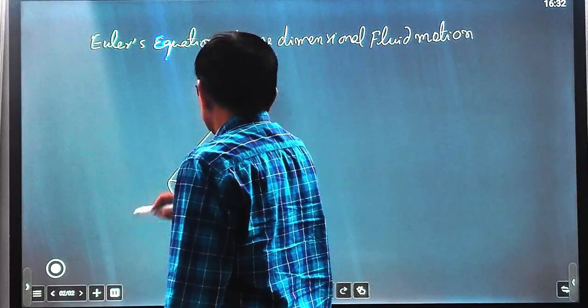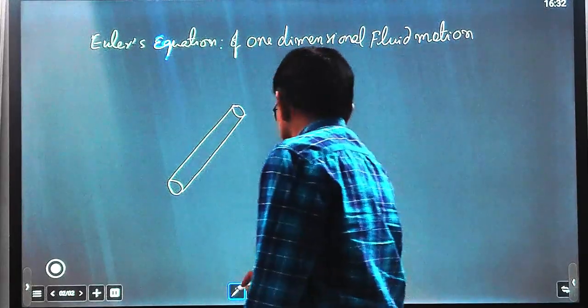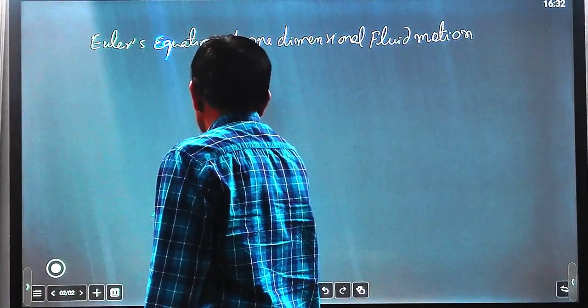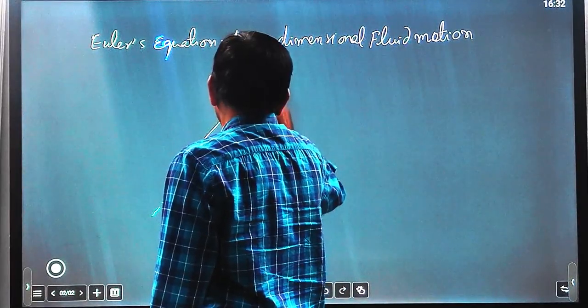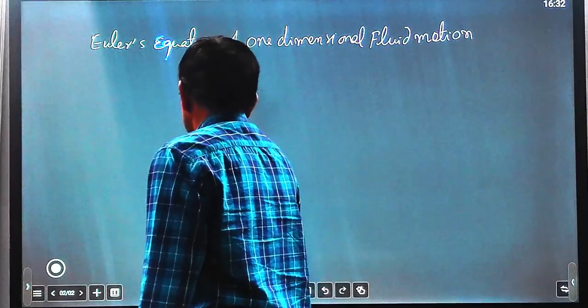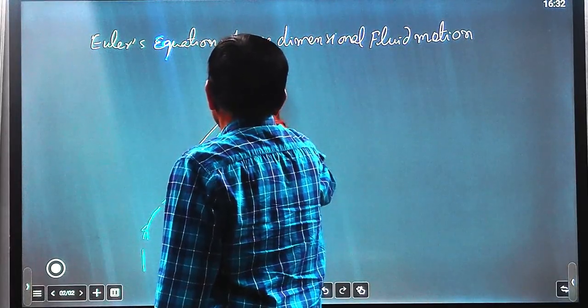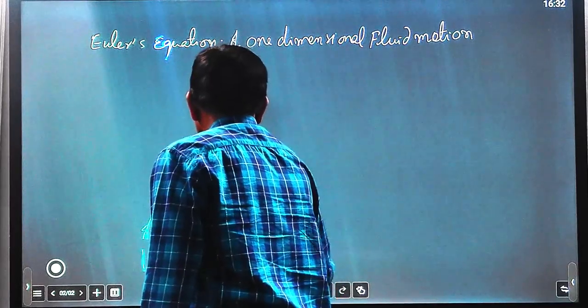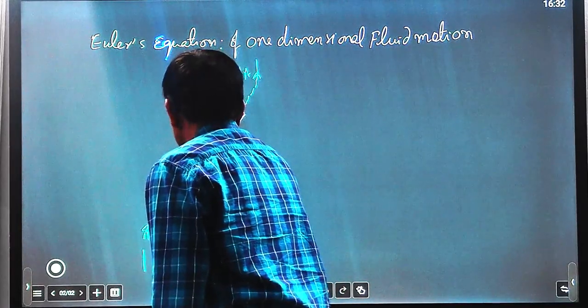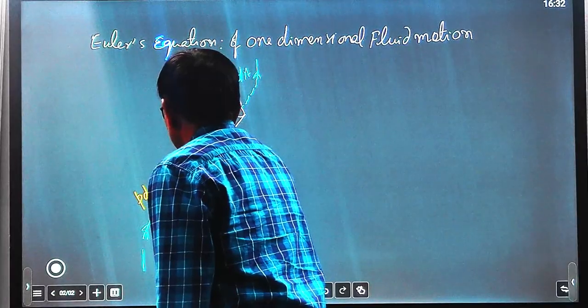Cylindrical fluid element we are taking for our simplicity. This is a cylindrical fluid element, and this is a streamline. This is a streamline like this, and this is a streamline. The area of the cylindrical element is dA. At this point, pressure is acting, P dA.